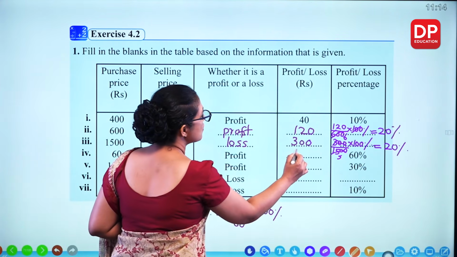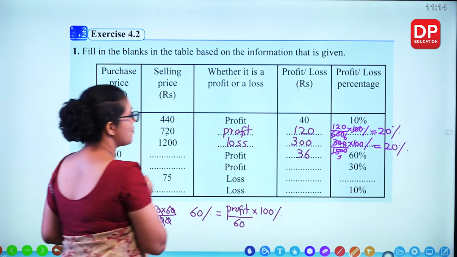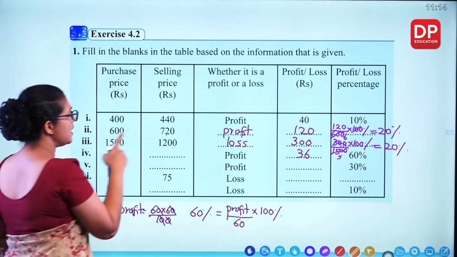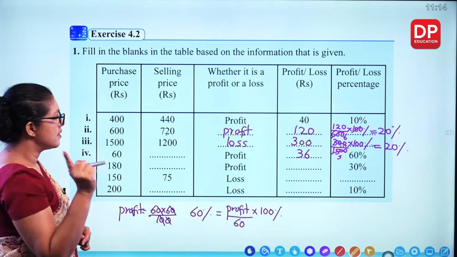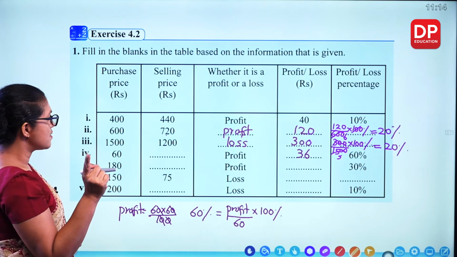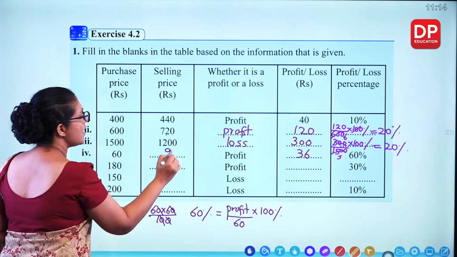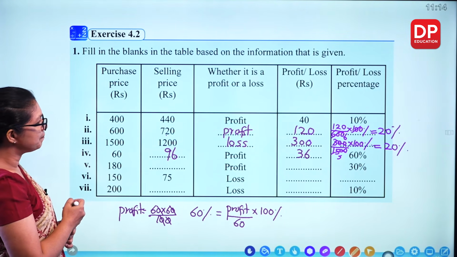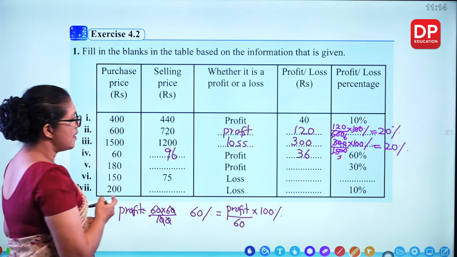36. So 36 is the profit value. Now how can we find out the selling price? Add 36 to 60. That's 96 rupees. The next one, same method.